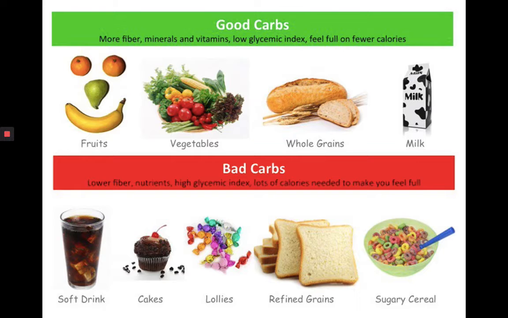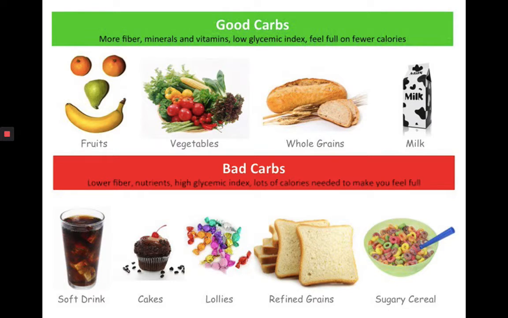So we do have some good carbs and bad carbs. For good carbs, you can think of fruits, vegetables, whole grains, milk, anything that has a low glycemic index. We like to say it takes longer for it to break down. Our body is going to utilize this as energy and fuel. Typically, they have more fiber associated with them.